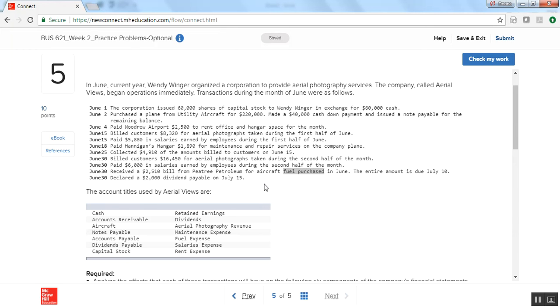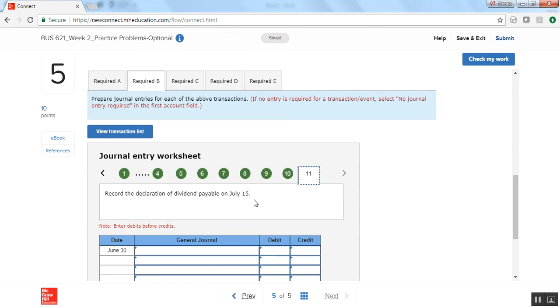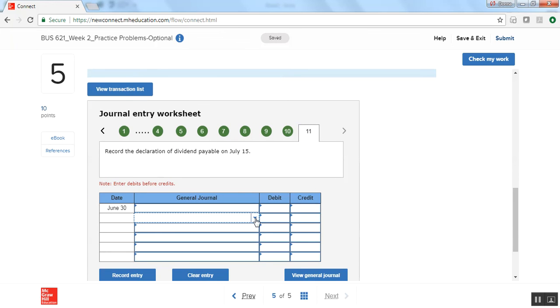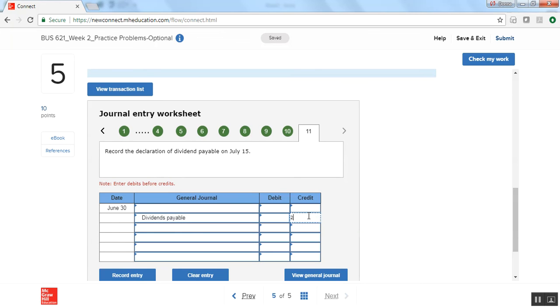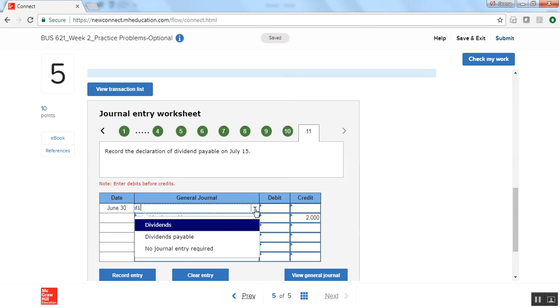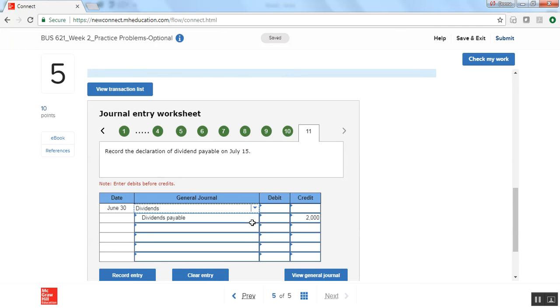And then finally, we're declaring a $2,000 dividend payable on July 15th. So we haven't paid it yet, so it's going to be a payable. If you increase a payable, that's a liability. That's going to be a credit. Okay. Is it 2,500? 2,000, sorry. And then dividends declared. It's going to be dividends, 2,000.